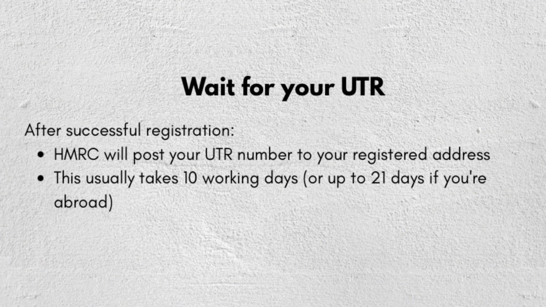Once you're done doing all that, you just have to wait for your UTR. After successful registration, HMRC will post your UTR number to your registered address. This usually takes 10 working days, or up to 21 days if you're abroad.